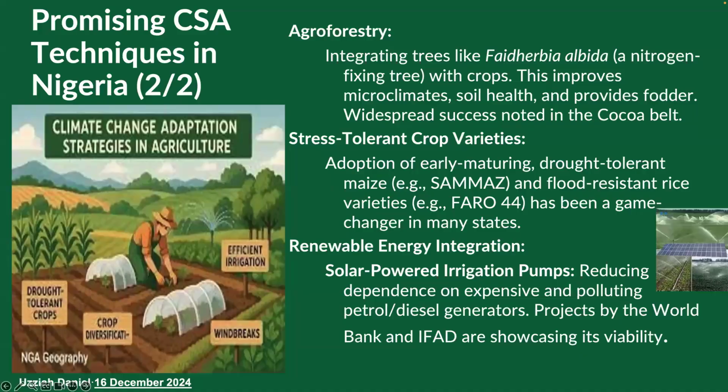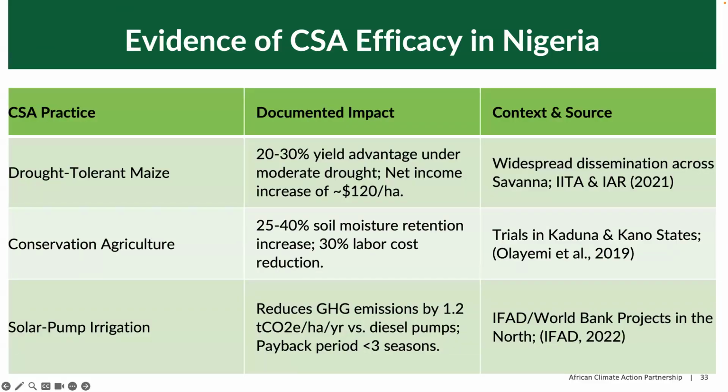The next slide, please. Now, this table shows some of the climate-smart agricultural practices, their impacts, and the literature where you can find the impacts. You can see drought-tolerant maize with about 20 to 30% yield advantage, conservation tillage with about 25 to 40% soil moisture improvement and 30% labor cost reduction, and solar pump irrigation reducing greenhouse gas emissions. So let's go to the next slide.